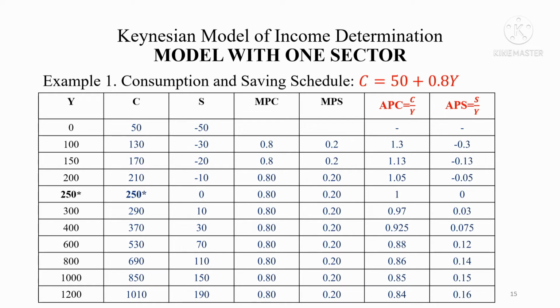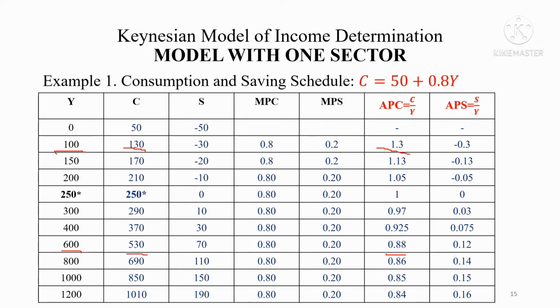For example, at 100 level of income, consumption is 130. So 130 divided by 100, that is 1.3. And if the level of income is 600, the consumption spending is 530. So dividing 530 by 600, the result is 0.88.